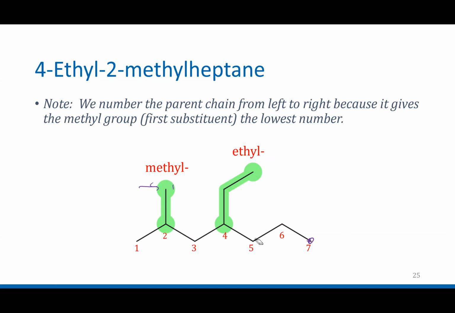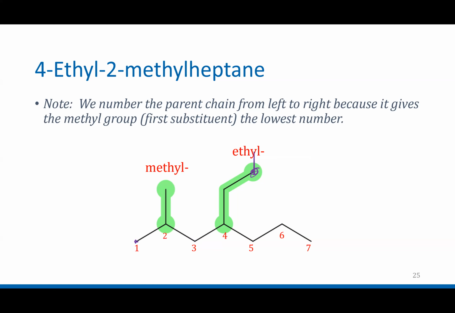This is a beautiful example. I could start here or I could start here. Either way, no matter where I start, on the second carbon, there will always be a methyl group sticking off of it. Does that make sense to everybody? Like if I did this, what I'm coloring in now, this is still a methyl group. So it doesn't matter where I start. So I want to start here.